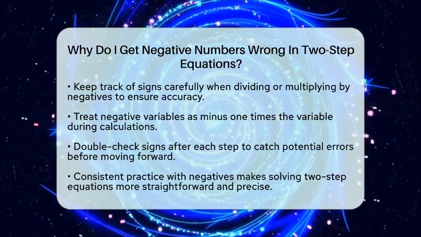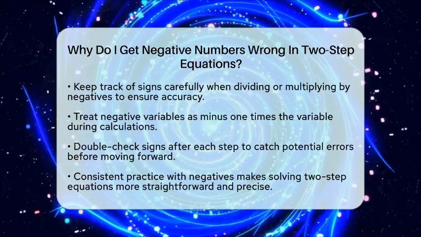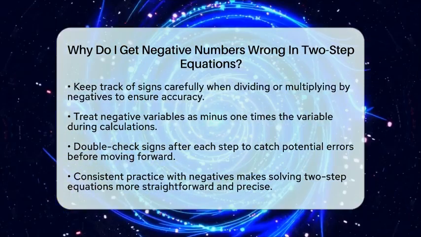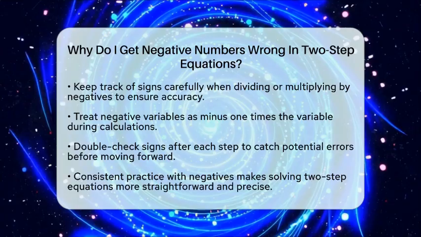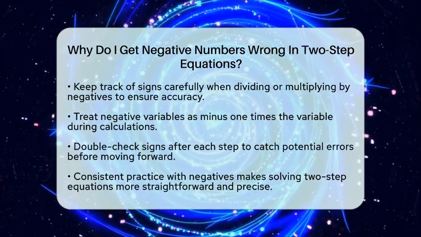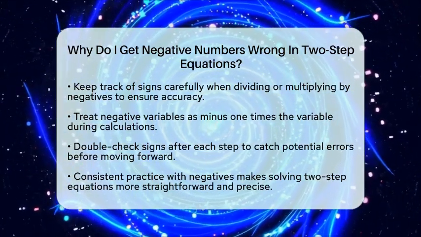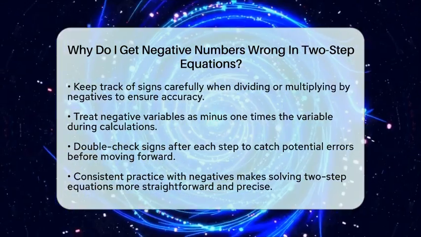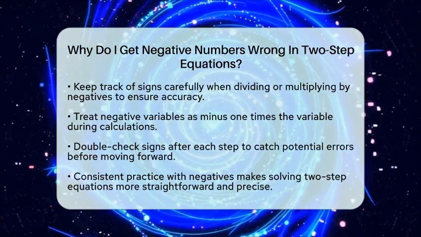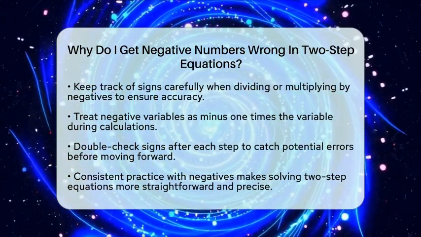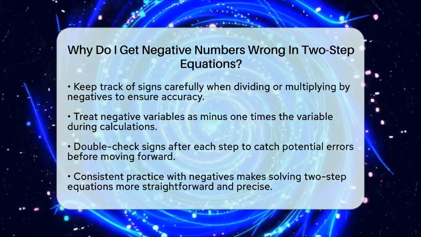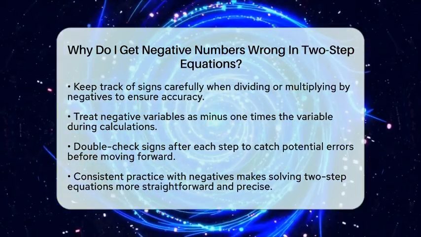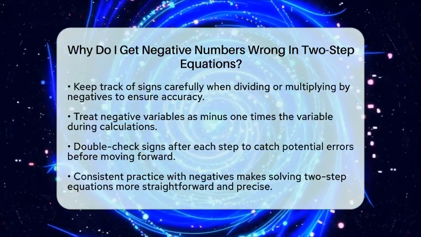Remember, always identify what operation you are doing and use the inverse to undo it. When subtracting, think of it as adding the opposite. When dividing or multiplying by a negative, remember to flip the sign. Treat negative variables as minus 1 times the variable and solve as usual. Write every step down and double-check your signs before moving forward. Practicing these steps will make solving two-step equations with negatives much easier and more accurate.